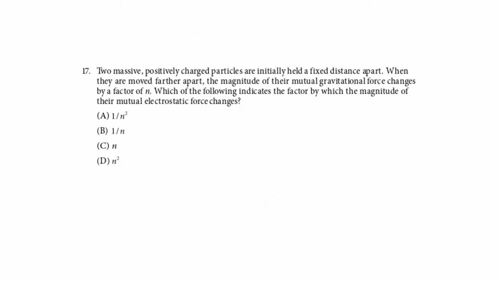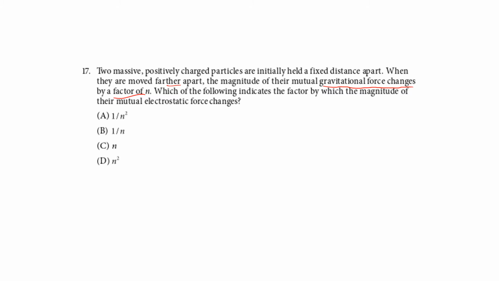Two massive positively charged particles are held at a fixed distance apart. When they are moved further apart, the magnitude of their gravitational force changes by a factor of n. So n is going to be a smaller number there, so don't lose track of that, because they're moving further apart. Which of the following indicates the factor by which the magnitude of their mutual electrostatic force changes?